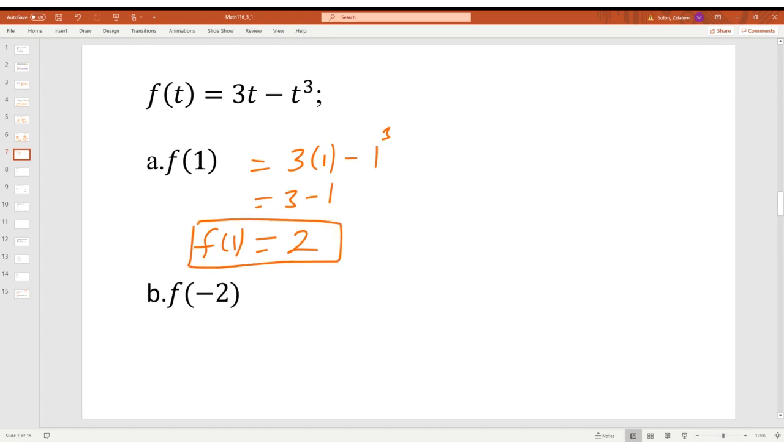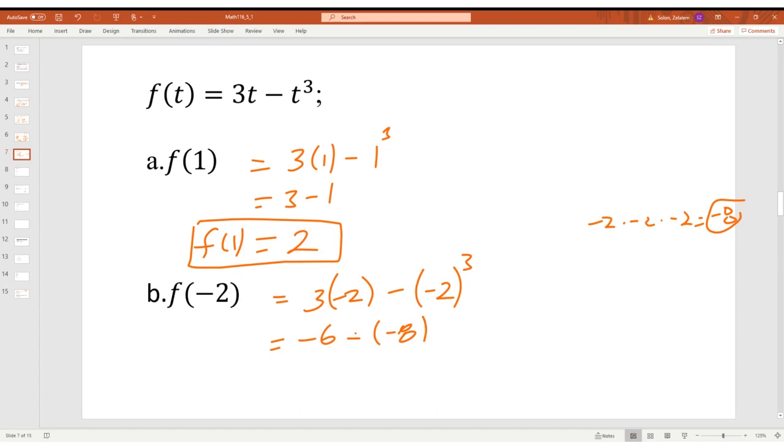Now the second one, t is -2. So I have 3 times -2 minus -2 cubed. Now -2 cubed is -2 times -2 times -2, which is -8. So I have -6 here minus -8. Now, if you remember, last time we said we can change subtraction into addition, and you have to switch the sign of the second number. So you have -6 plus 8. So minus makes it plus. When you see minus minus, negative times a negative is positive.